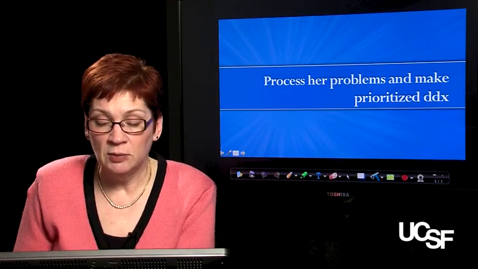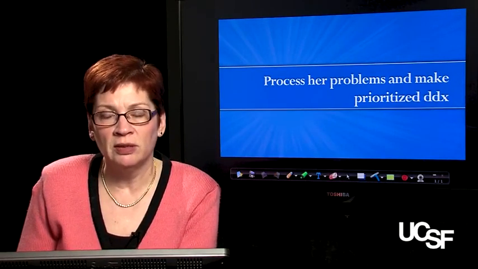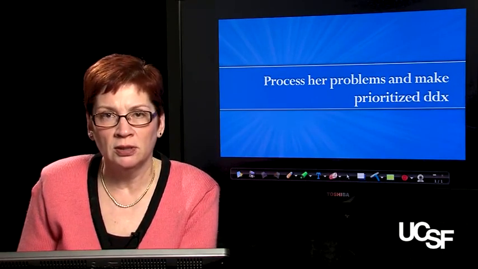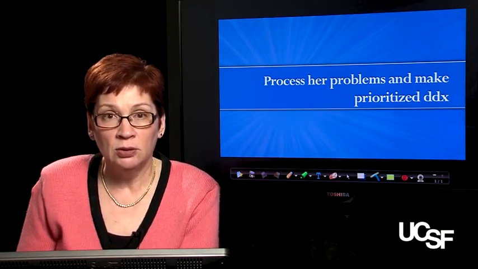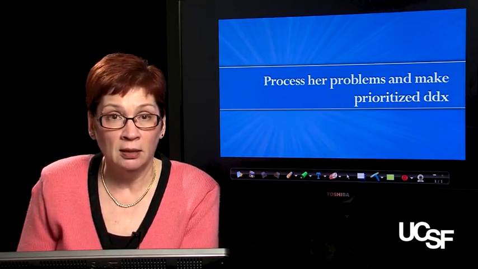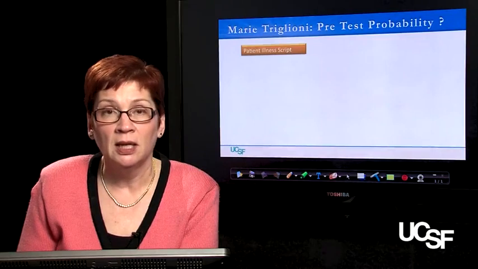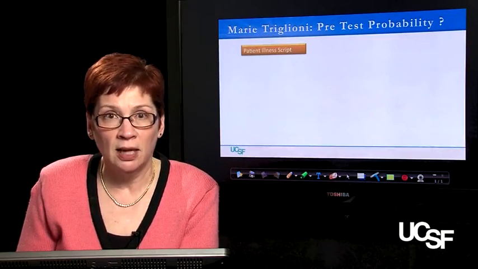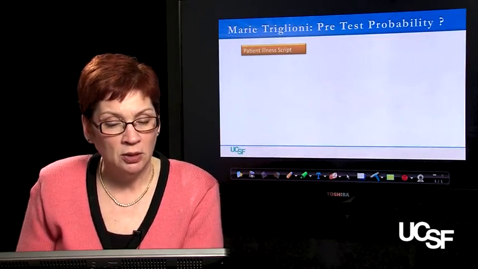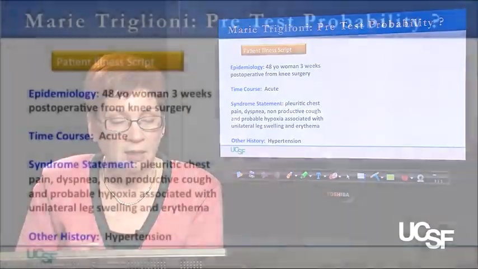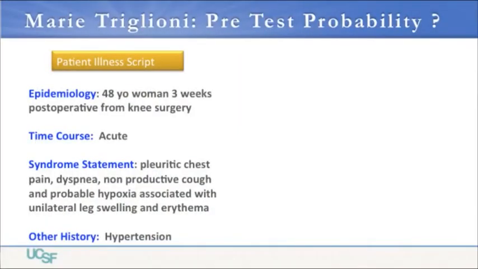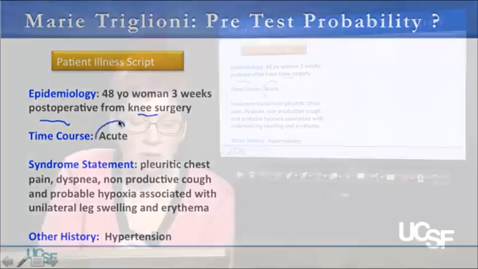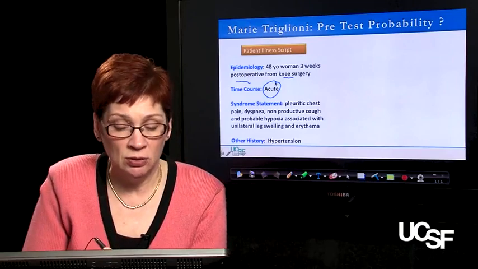So, as I said, let's make sure that you can process her problems and make a prioritized differential diagnosis. I'm going to skip ahead and show you what I constructed for her patient illness script, and then the differential diagnosis that my team has developed. So here's her patient illness script. Epidemiology: she's a 48-year-old woman who's 3 weeks post-operative from leg surgery. Time course is acute. She was fine yesterday, and today she has this new symptom.